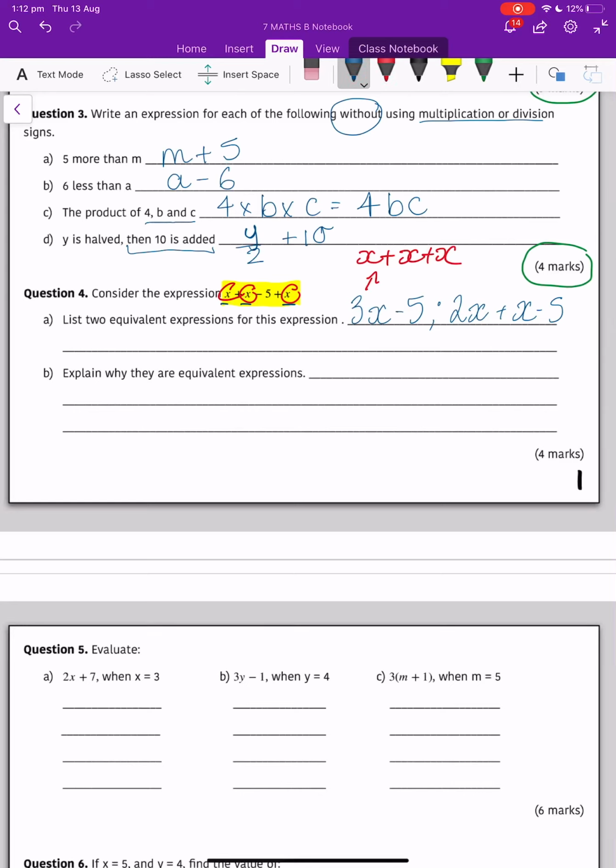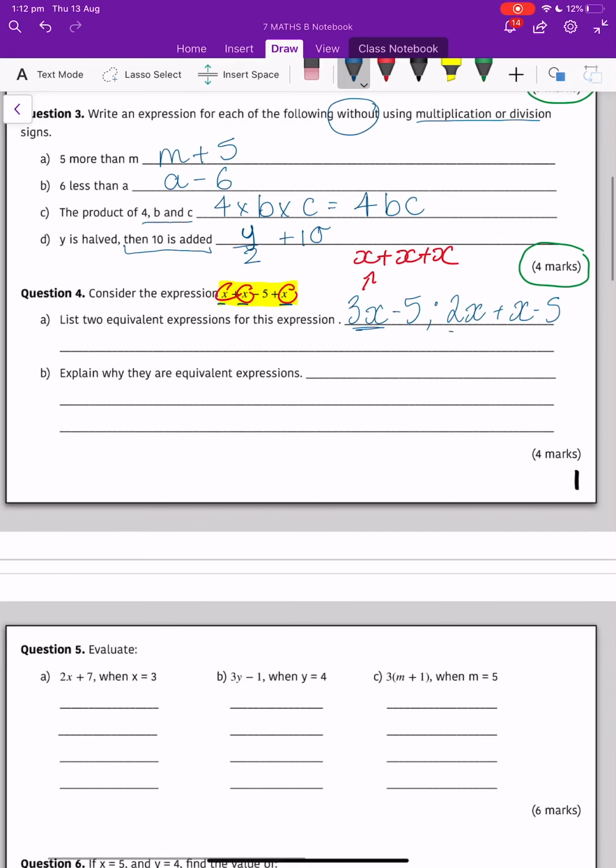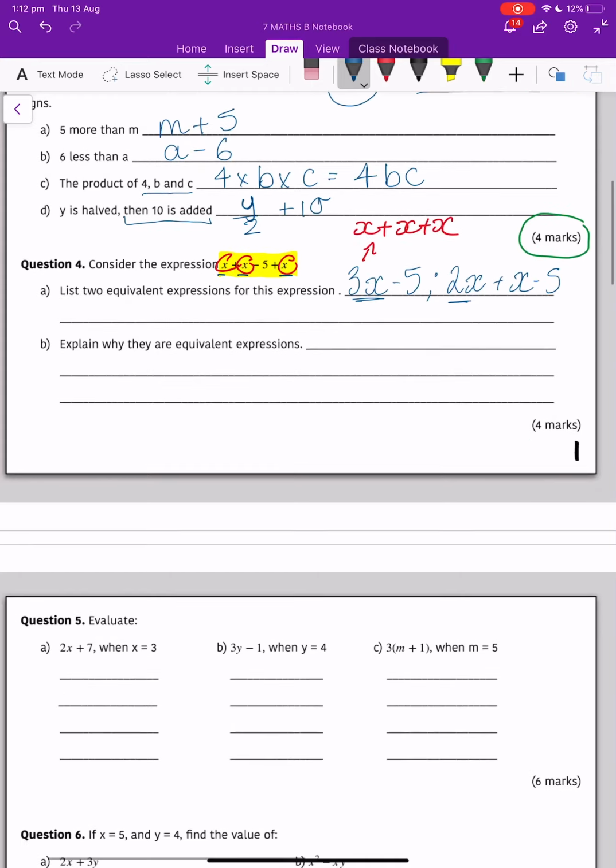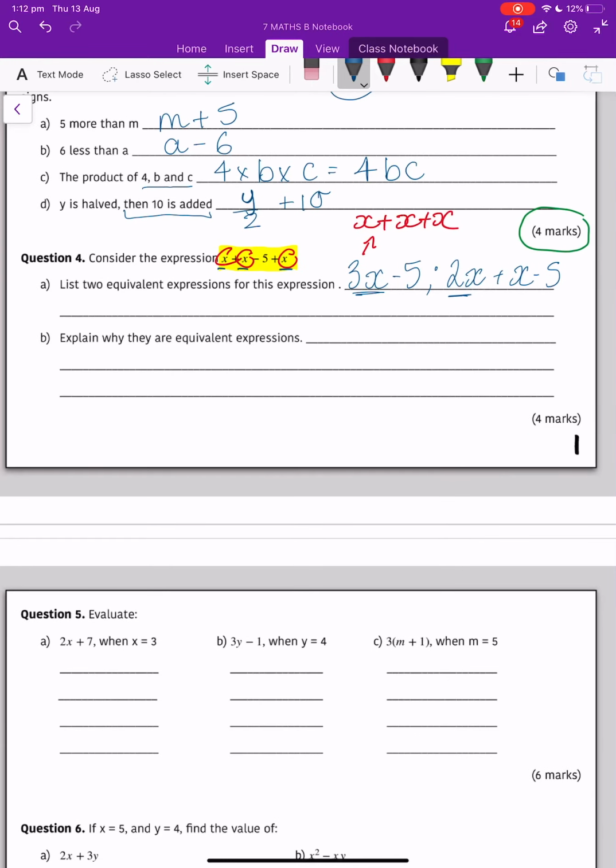Why are they equivalent? Okay, so you can explain to me in this answer that 3x is the same as x plus x plus x, or 3x is the same as 2x plus 1x. Okay, I'm not going to handwrite that, but if you just said exactly that in this section, then you would have got 4 marks.